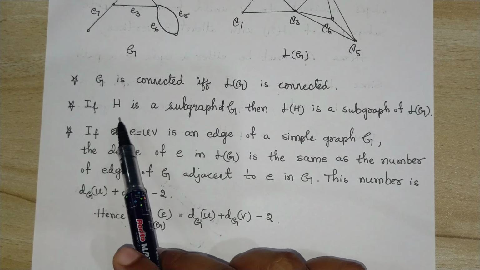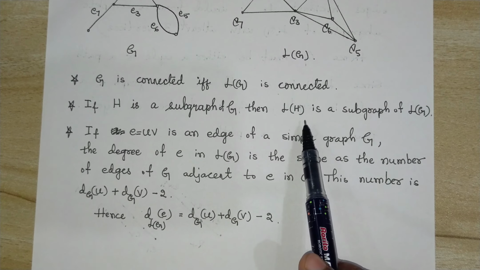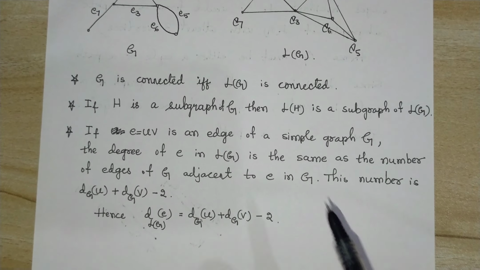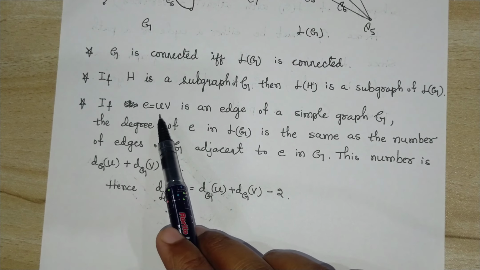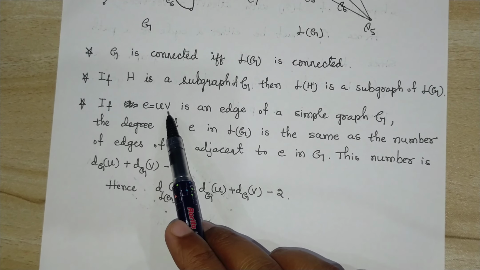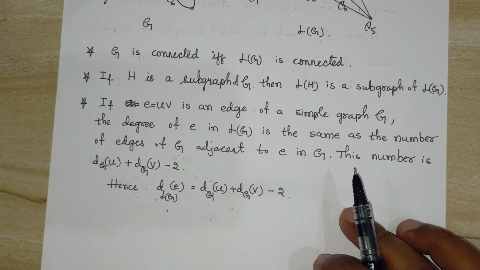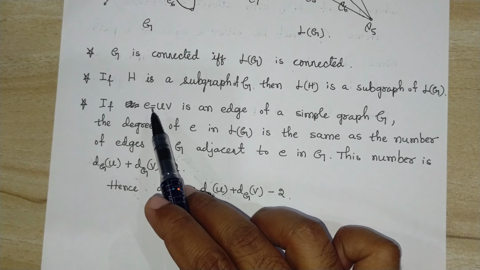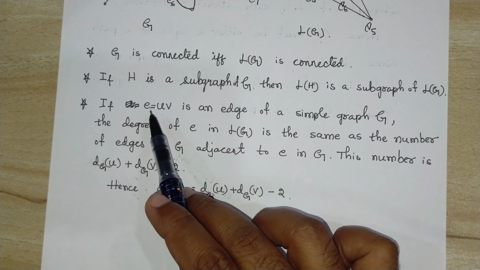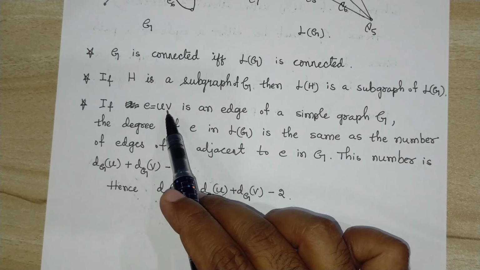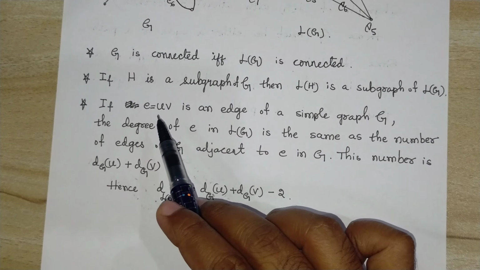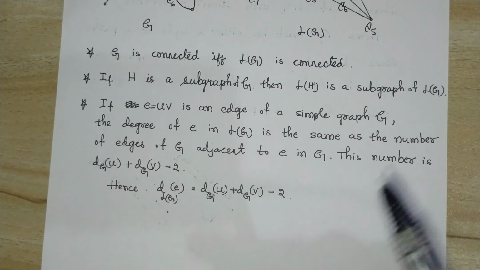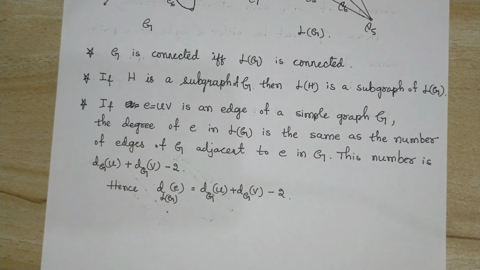If H is a subgraph of G, then the line graph of H is a subgraph of the line graph of G. If we have an edge E, that is UV, U is the starting vertex, V is the terminus vertex, then we all know how to calculate the degree of the vertex U and the vertex V: the number of edges incident with U and the number of edges incident with V. Like that we can calculate the degree of U and V.